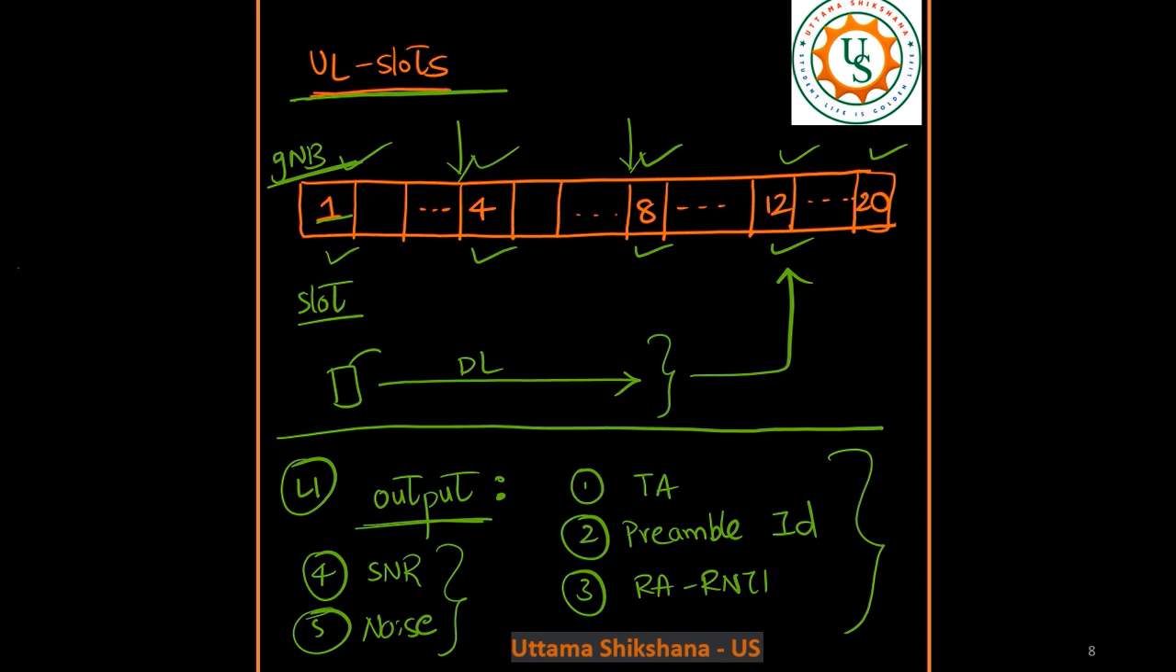So even on slot 1, another UE's PRACH can also come. So it doesn't know. So it will go ahead and blindly decode on 1, 4, 8, and 12, and finally it will detect the PRACH on 12, because for now, in this 12 slot, one UE has sent the PRACH, and the ID is detected.